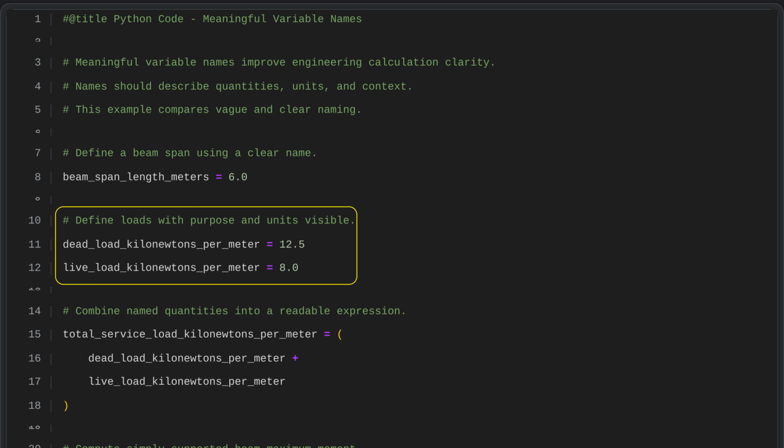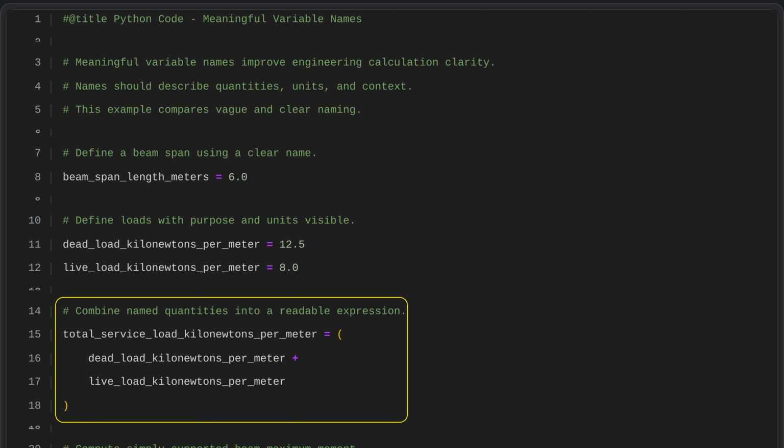The beam loads are defined as a dead load of 12.5 kilonewtons per meter and a live load of 8 kilonewtons per meter. The dead load is the constant weight the beam supports, while the live load represents variable forces such as occupants or furniture. Using clear names and units makes the code easier to understand and maintain.